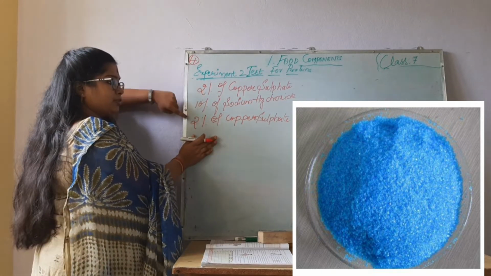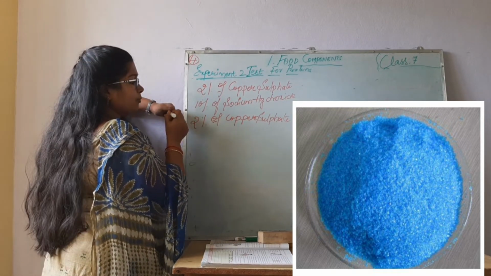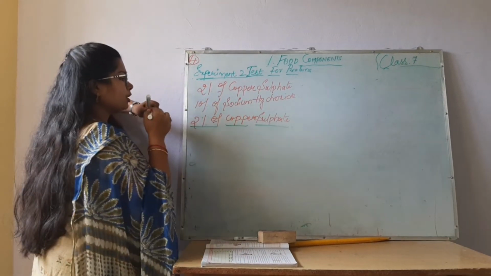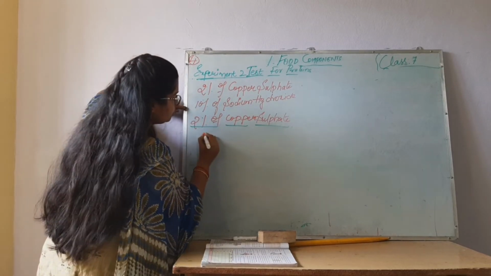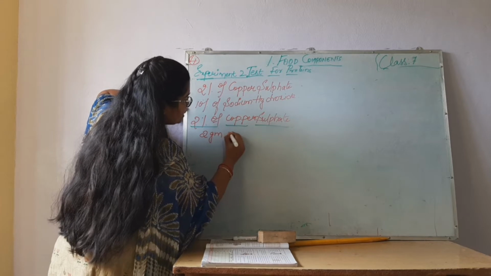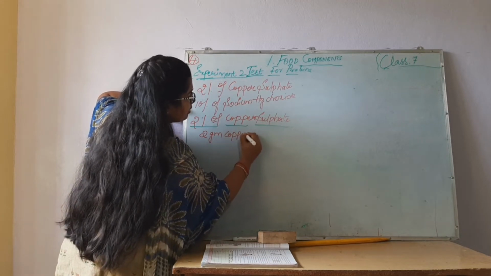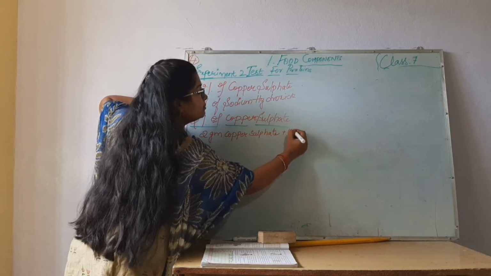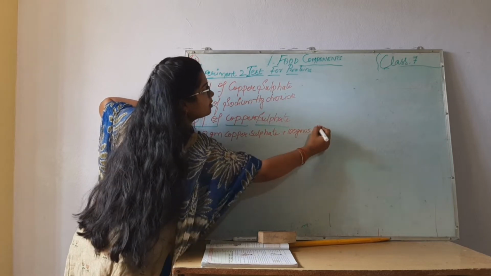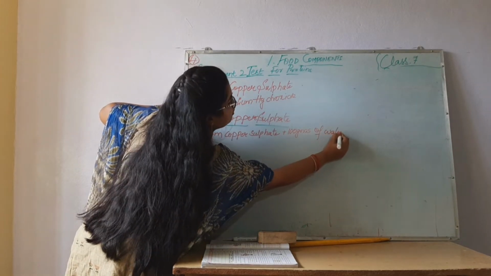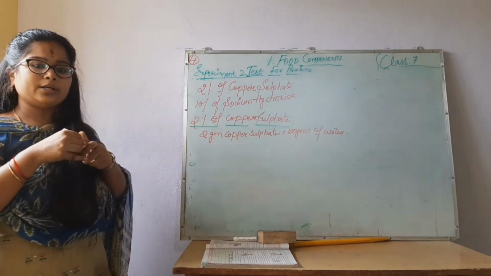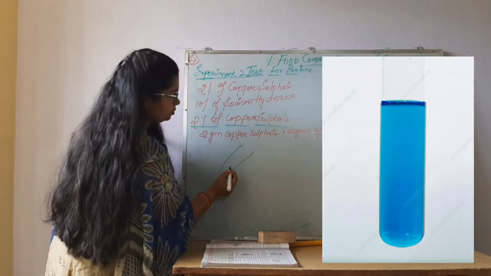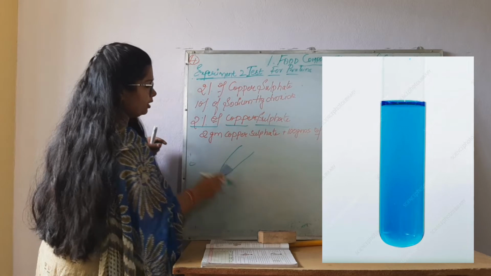To make 2% copper sulfate, what all do you need? You need 2 grams of copper sulfate plus 100 grams of water. So take one test tube, add 2 grams of copper sulfate in it. It will be blue in color, right? We will do it with blue.